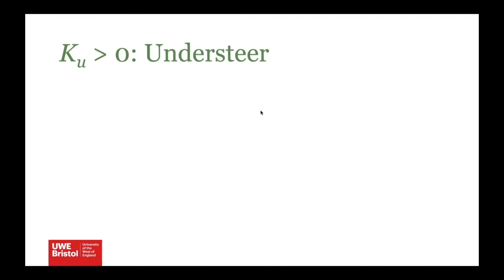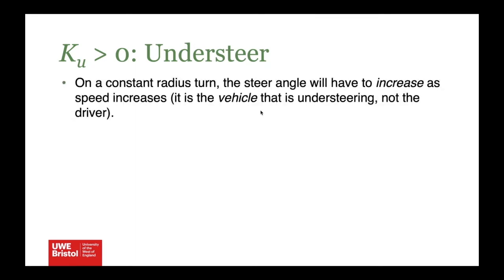Now, if the understeer gradient is positive, I guess this is why it's called the understeer gradient. On a constant radius turn, the steer angle will have to increase as the speed increases. Okay, it is the vehicle that's understeering, not the driver. Bear that in mind.